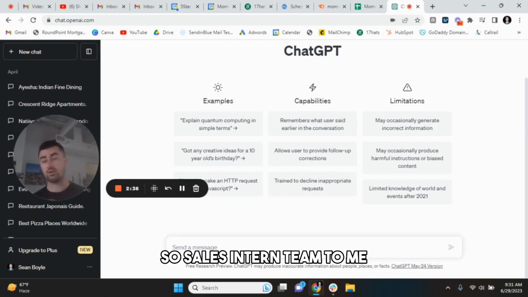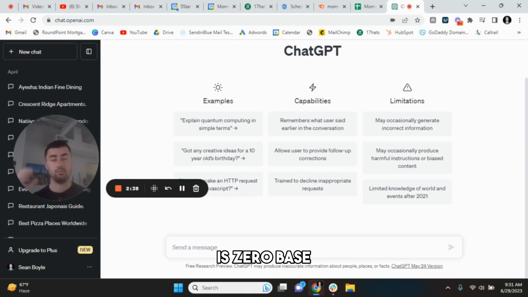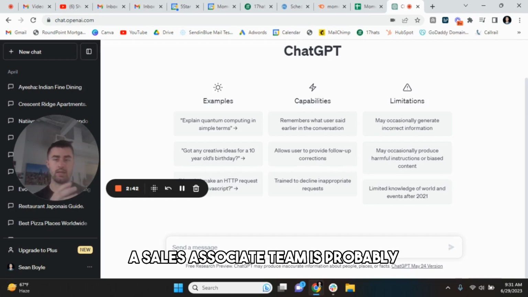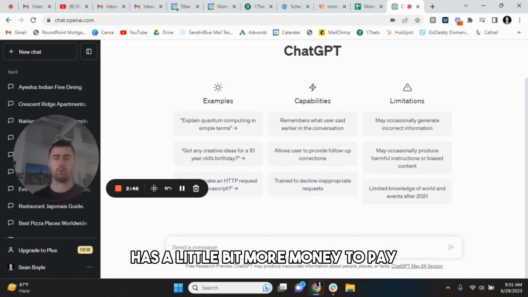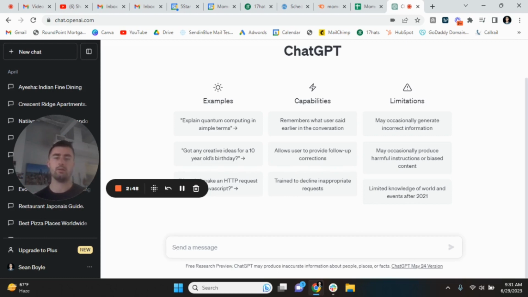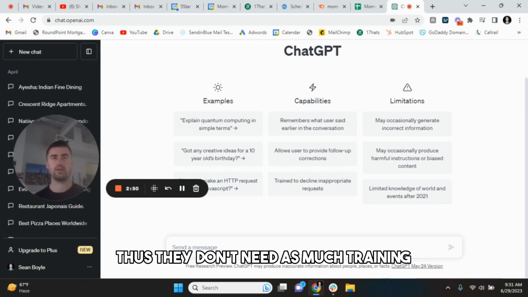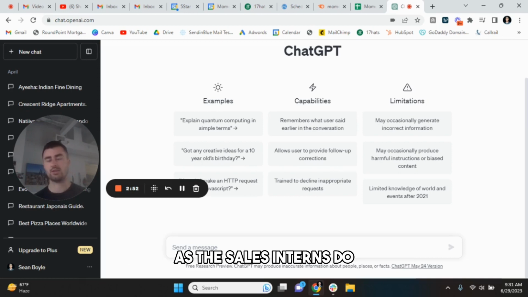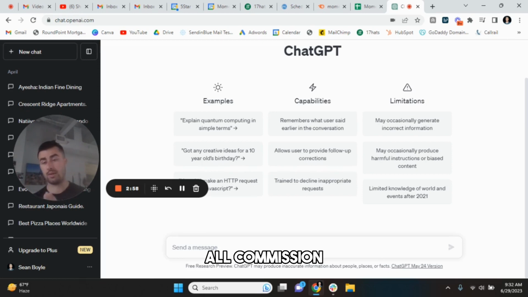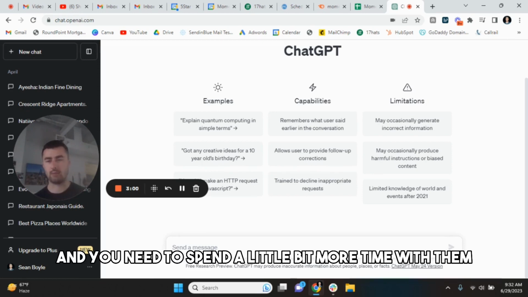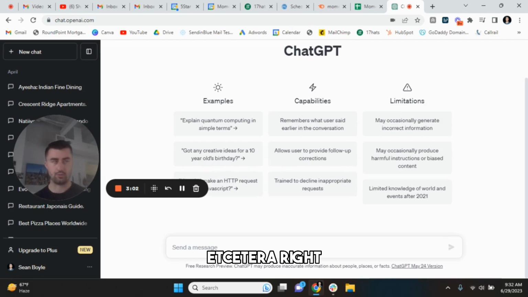A sales intern team to me is zero base, all commission. A sales associate team is probably for a company that's a little bit more developed, has a little bit more revenue, has a little bit more money to pay for higher quality people. Thus, they don't need as much training as the sales interns do, but they get a certain base plus commission. Whereas with the sales interns, you have zero base, all commission, and you need to spend a little bit more time with them, grooming them, training them, etc. Right? So these are just things to think about.